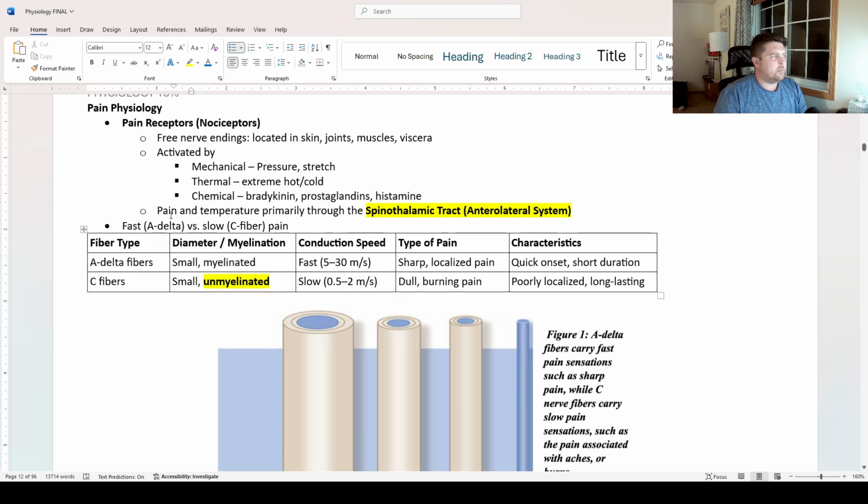Whenever we talk about pain and temperature, make sure that we link it to what's called the spinothalamic tract, also known as the anterolateral system. That's just a memorizy thing. Our pain goes through the spinothalamic tract.